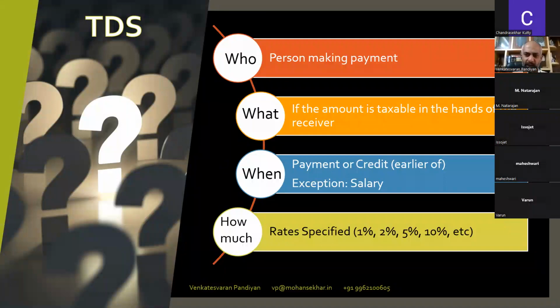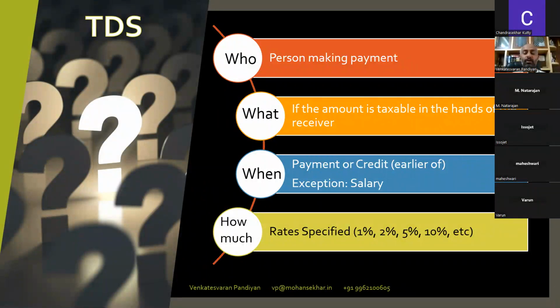Another example: you hire a professional, maybe a consultant, an architect, an engineer, and he is not your employee, but you make a payment for the consulting charges. Is it an income in his hand? The answer is yes. And if so, then when you make a payment, it is liable to be deducted tax at source.